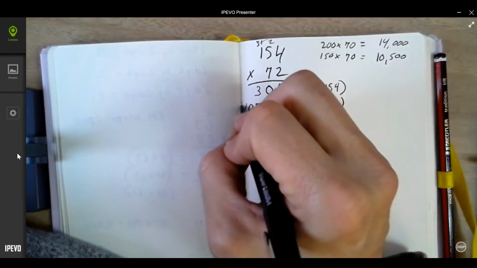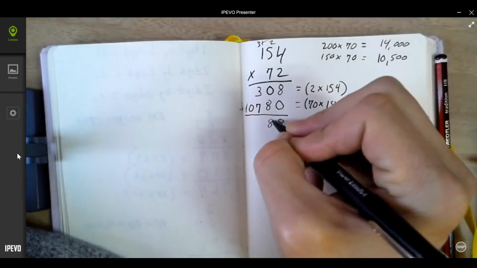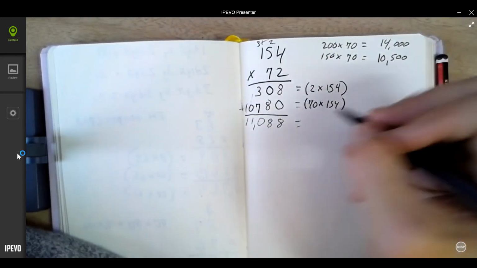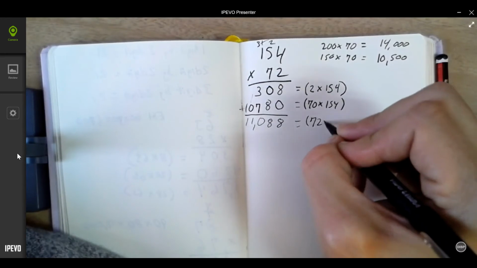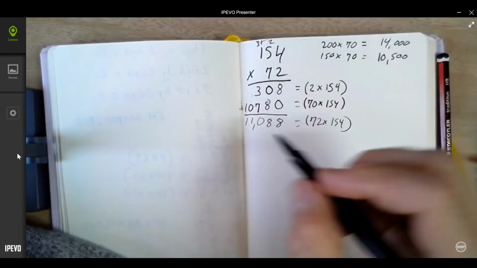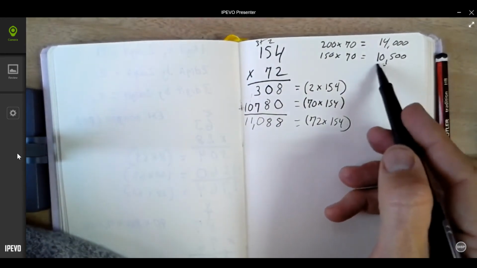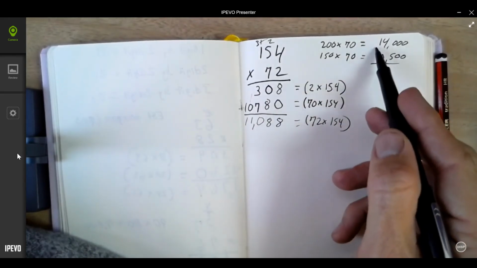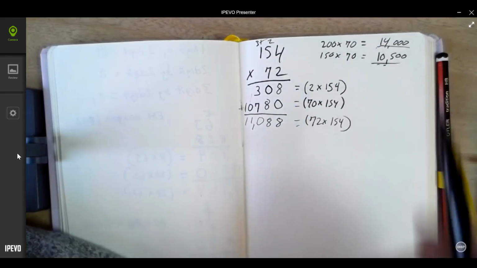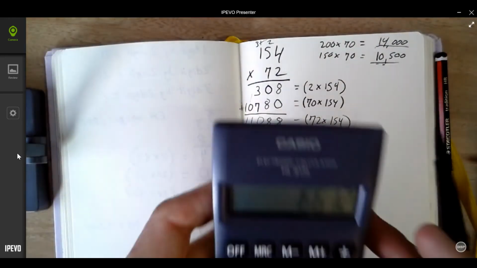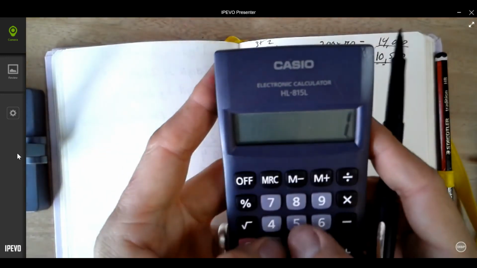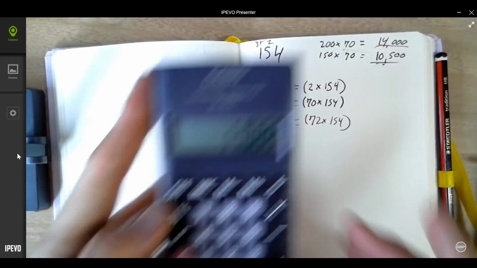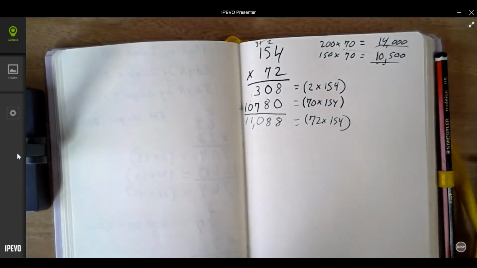And then I add these together. 8, 8, 10, 1, to give me 11,088. I know my original 10,500 would be lower, and 200 times 70 is higher, so my answer should be between them. I have 11,088. The only way I'm going to check that quickly is through the calculator. 154 times 72 equals, hey, I did it right, 11,088.